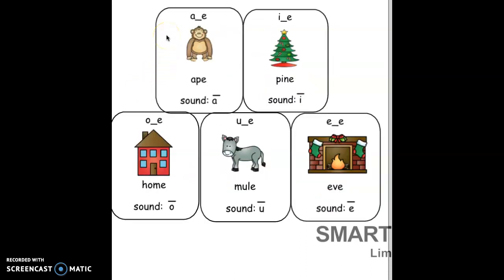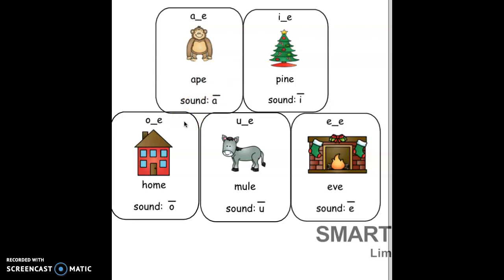Okay, magic E now. A, consonant, magic E. Ape, A. What does the E do to the A? Make it say its name. And the name is A, and the sound is A. Next one. Fingers up. I, consonant, magic E. Pine, I. What does the E do to the I? Make it say its name. And the name is I, and the sound is I.